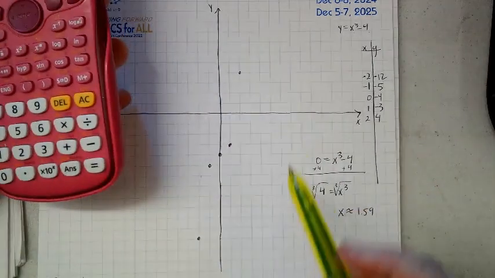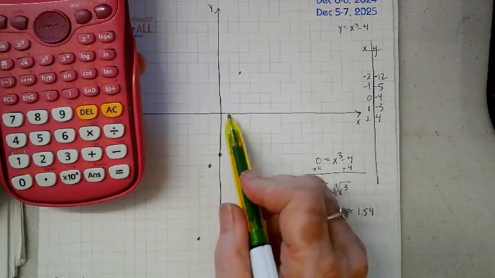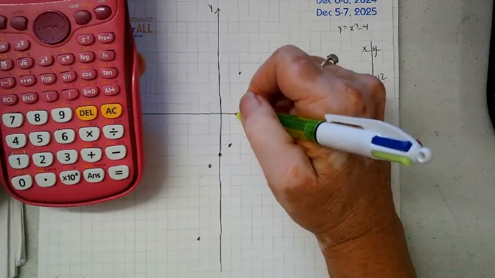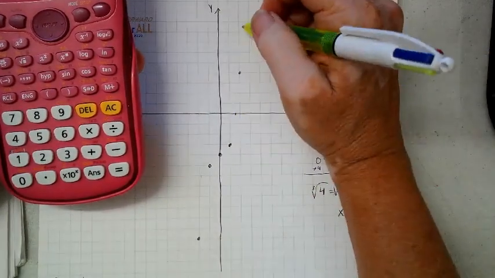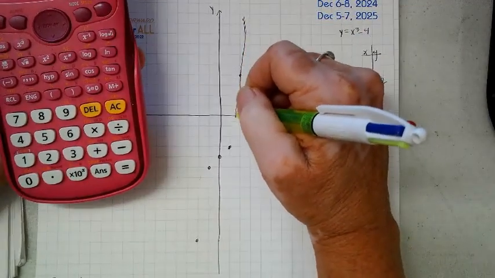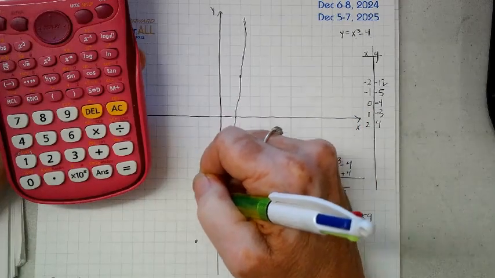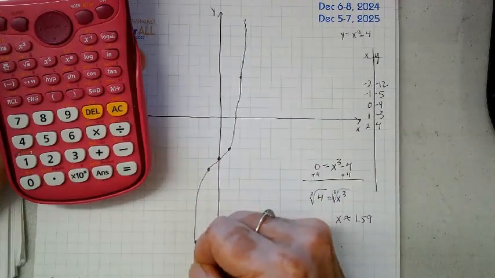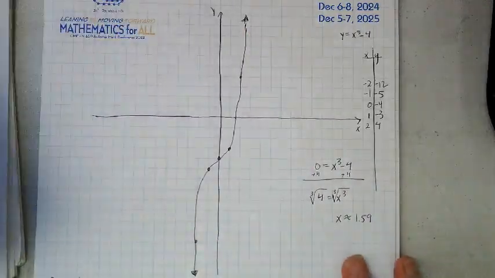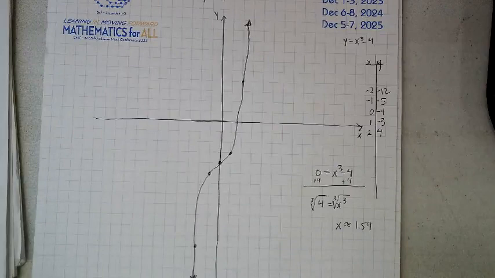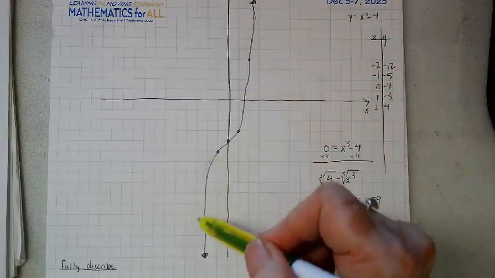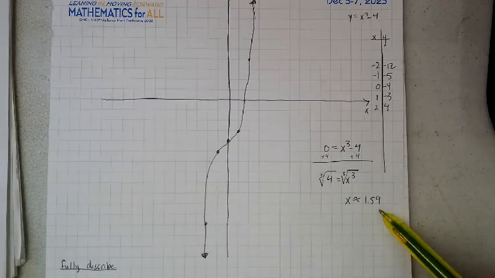And then I'm going to look at that. Now, how does that look on my graph? That's 1 and that's 2. 1.59 is right in here. And that looks good to me because now I'm just going to sketch the rest of my graph. I'm just going to say that's my cubic. It's not supposed to have that little curve there, but it just goes like that. Okay, and that's my x-intercept.